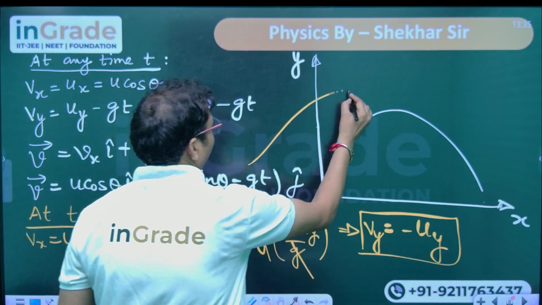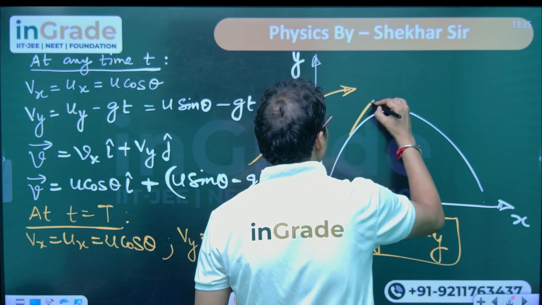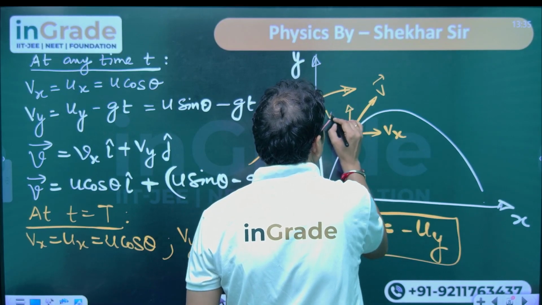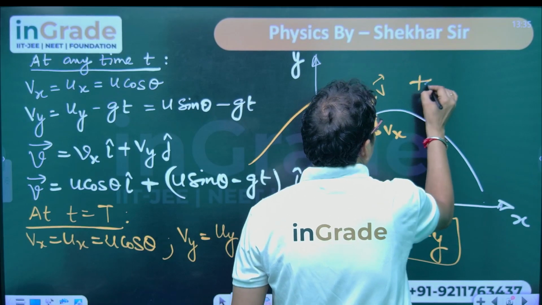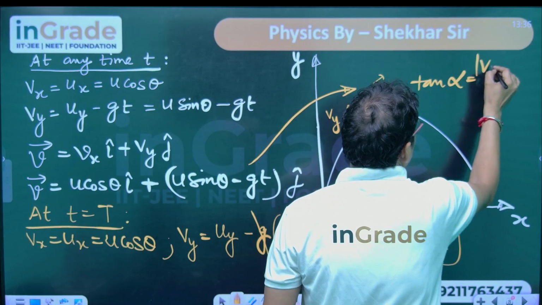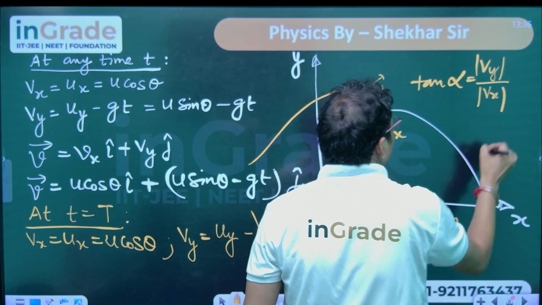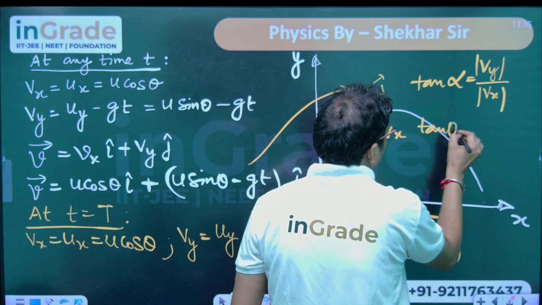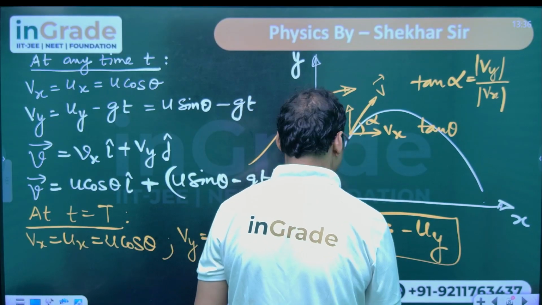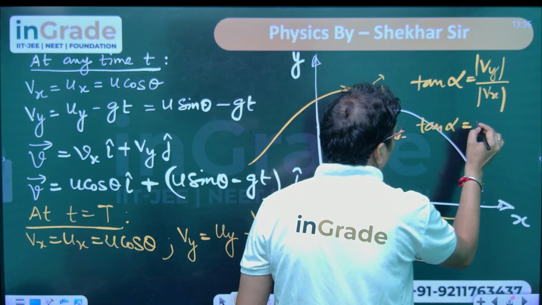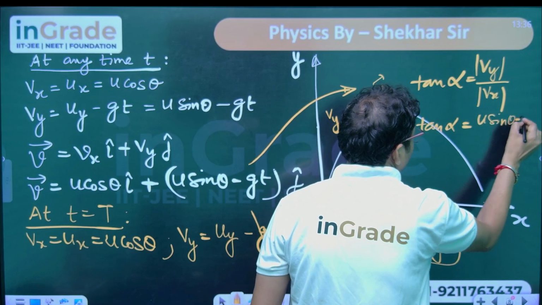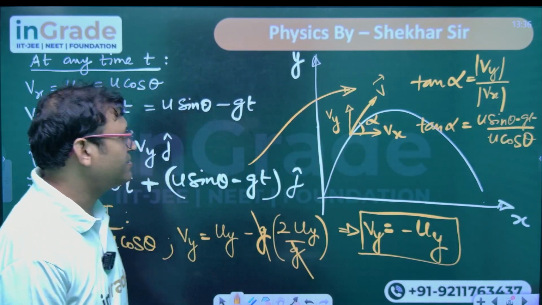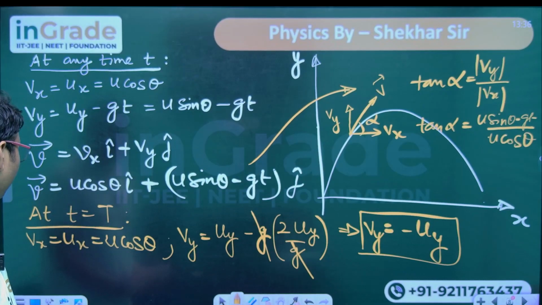From here, at any time t, this is, let us say, V. It has a horizontal component Vx and a vertical component Vy. We can find out this angle also. Tan alpha is equal to the magnitude of Vy upon Vx, that is tan alpha, perpendicular upon base. So tan alpha can be calculated as (u sin theta minus g t) upon u cos theta, Vx. Right?